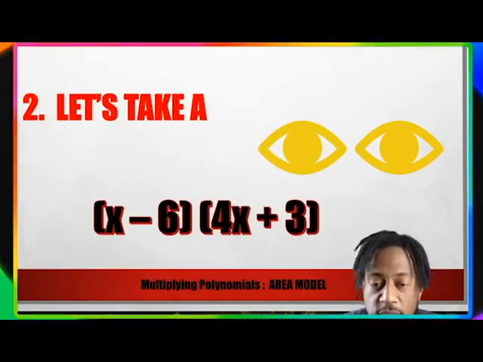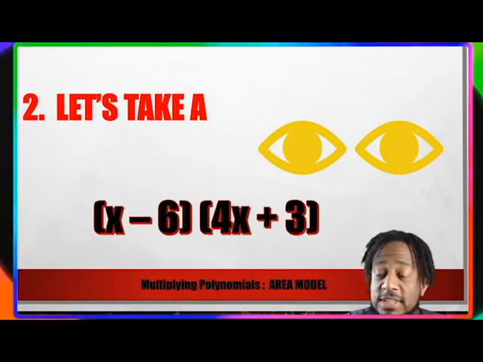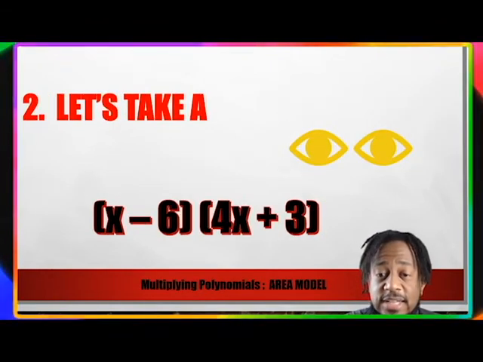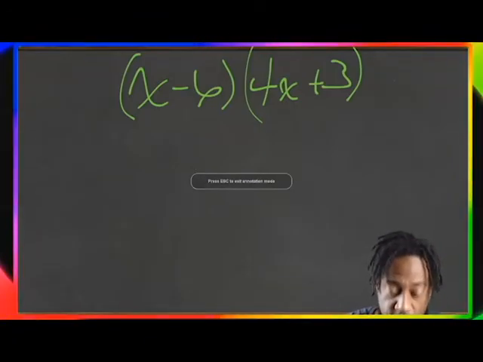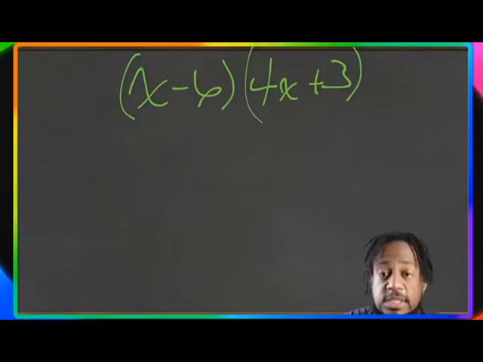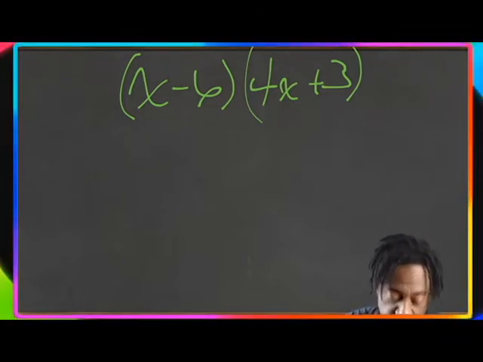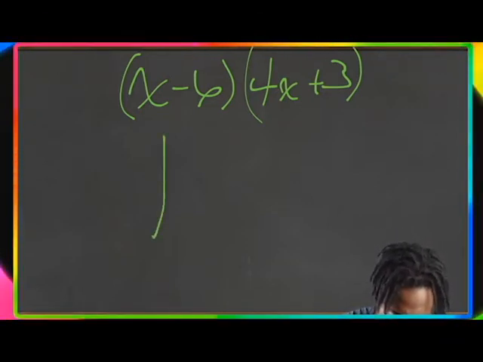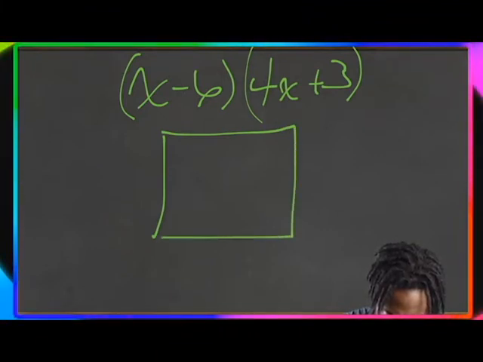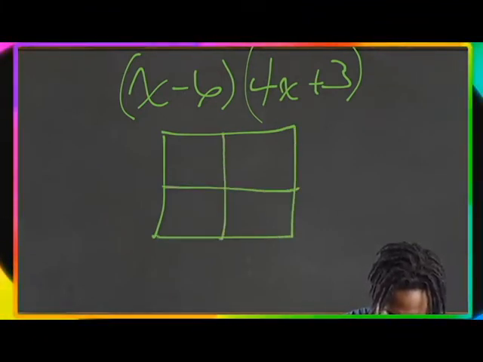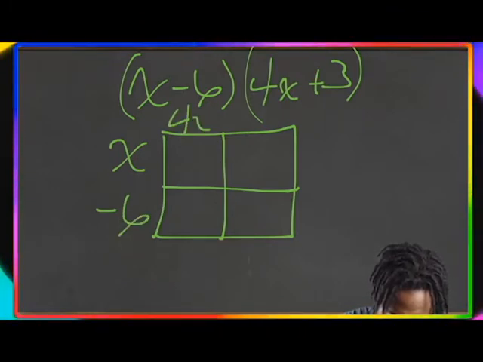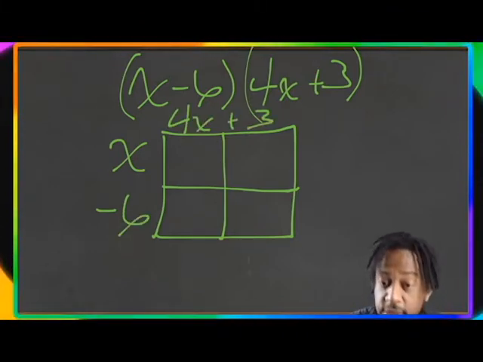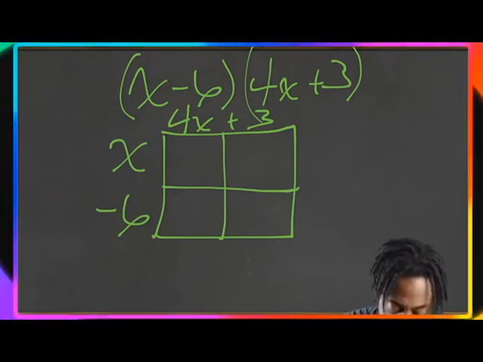Let's do one more. I guarantee you'll get it this time. So here we have x minus 6, 4x plus 3. Let's draw our box. Let's make enough room. So we've got x minus 6 and 4x plus 3. Can we see that? Yes, we can. Let's change the color.